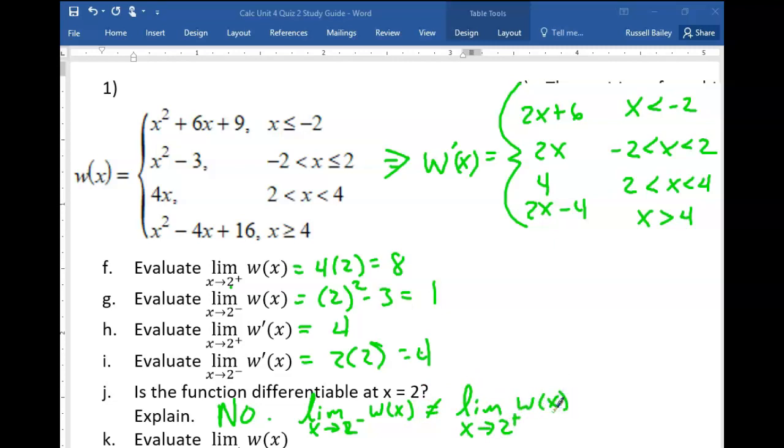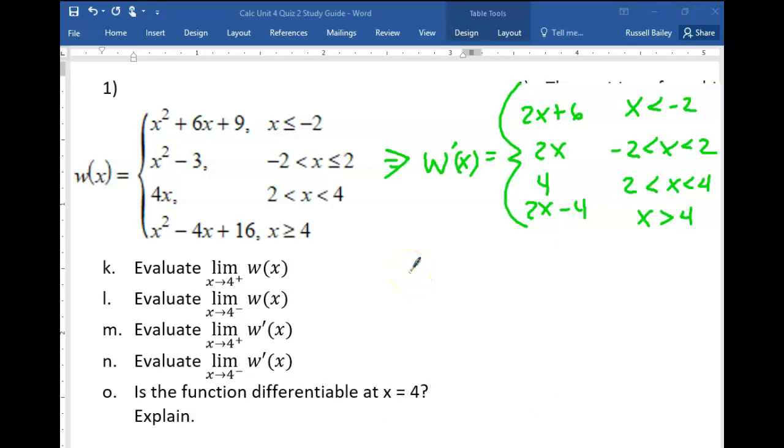Okay, continuing on. All right, last one, we're going to see if this function is differentiable at 4 now. If I'm approaching 4 from the right, that would be the bottom piece. So I'm going to be plugging in 4 here to the bottom part of the function.